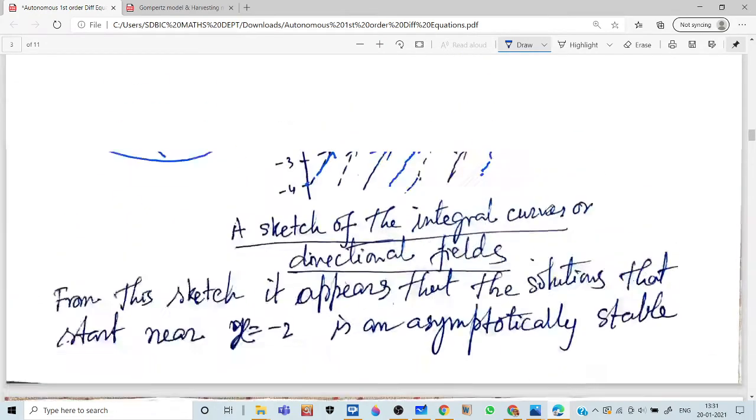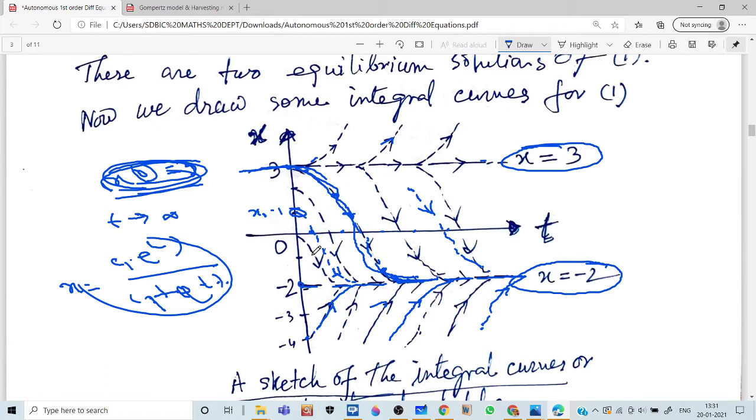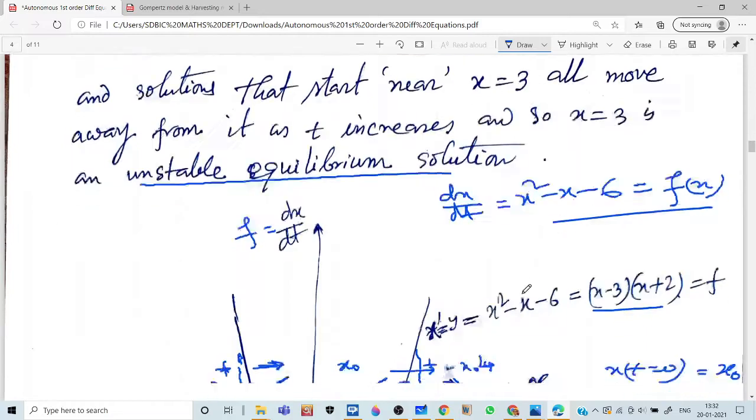By this figure, suppose x0 is equal to 4, here t is equal to 0, so x0 equal to 4. If you start the initial condition with x0 equal to 4, then you get the solution curve in this way. This solution curve is moving away from the line x equal to 3. So x equal to 3 is unstable, and x equal to -2 is stable. This is the phase portrait for this.